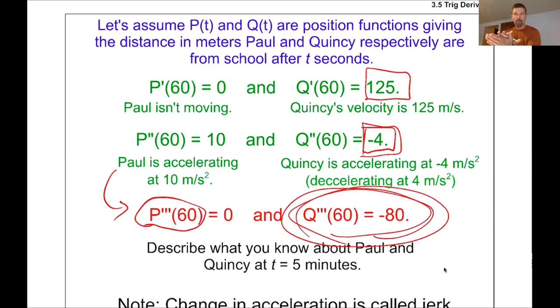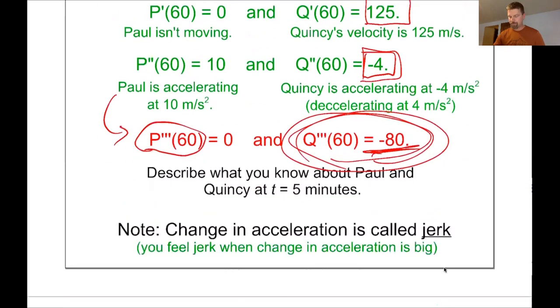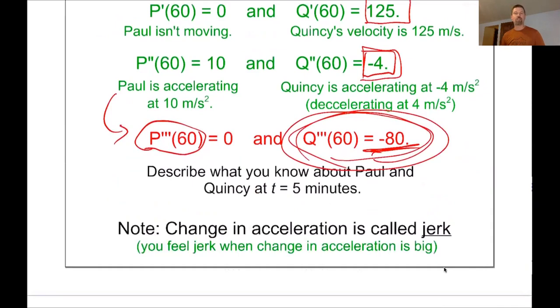He's going to slam on the brakes, and his deceleration from 125 is going to start going really quickly to 0. So he must have hit the brakes, because that's such a big change in his acceleration. There is a name for that. A change in acceleration is called jerk.